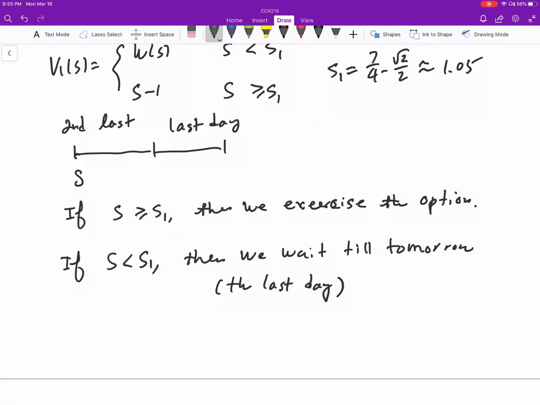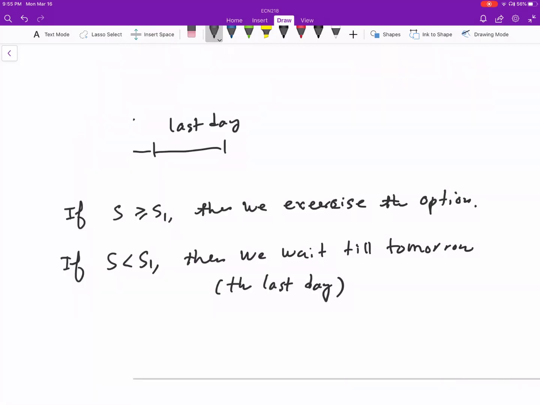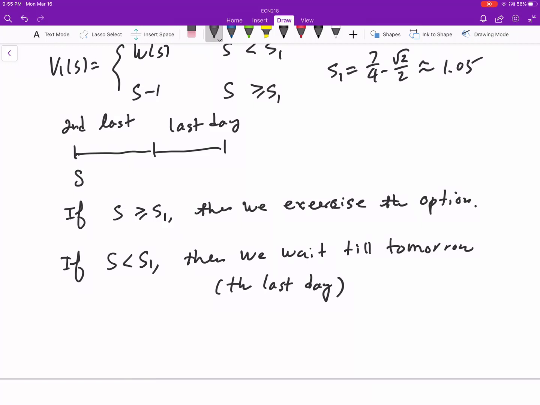And then we have this kind of very, very similar conclusion. If the stock price reaches a certain threshold, then we exercise today. If it does not, then we will wait for another day. Okay.